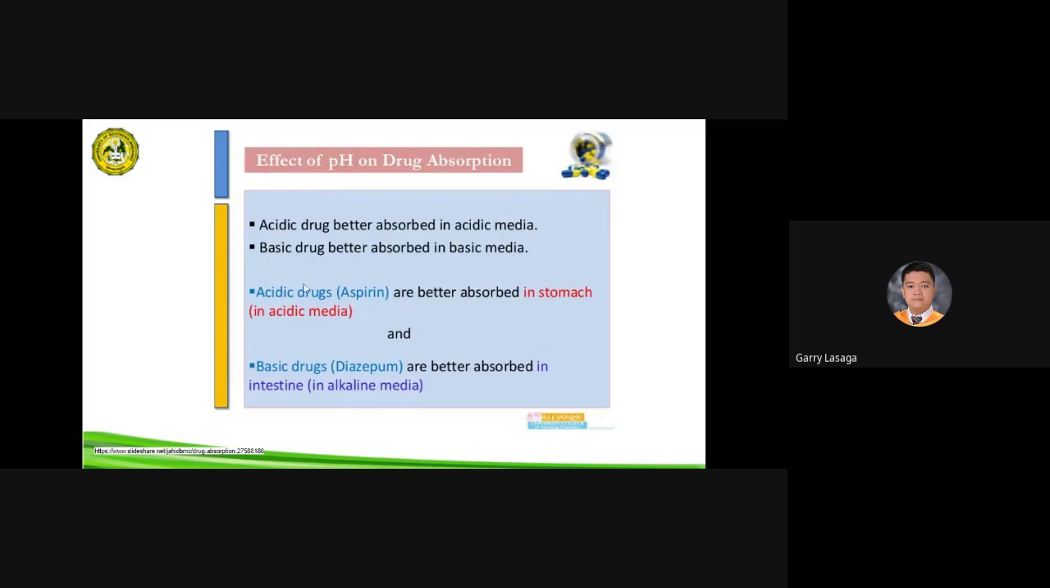So an example of an acidic drug is aspirin. Aspirin are better absorbed in the stomach because stomach is acidic. So when you are going to place an acidic drug in an acidic environment, it will be absorbed in that environment, or it will be able to pass through the membrane. For a basic drug, example of a basic drug is the diazepam. Diazepam are better absorbed in the intestine because the intestine has a basic environment. So basic plus basic, it will result in absorption.